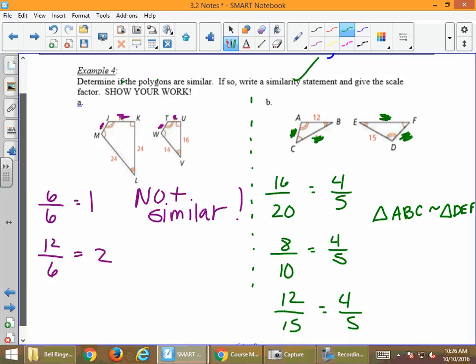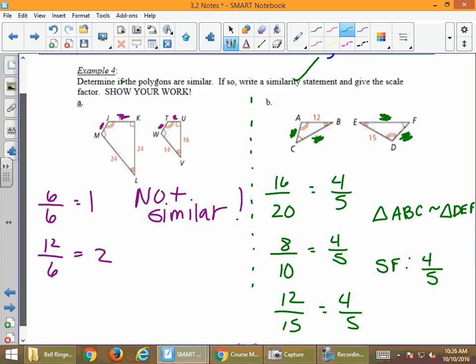We also have to do what? What's the other part of these directions? The scale factor. The scale factor, you already found it. It's this simplified fraction that you got. So our scale factor is what? 4 over 5. That's your scale factor. All the sides simplify down to that same fraction, so that's your scale factor.